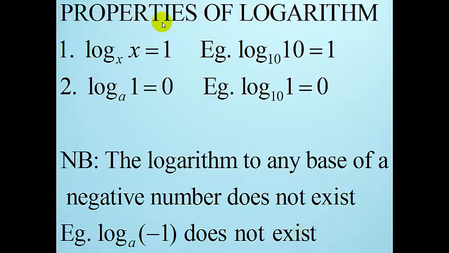Now let's look at the properties of logarithm. Log x to the base x equals 1. That is, log of a number to the same base equals 1. So if you have log 10 to the base 10, because the number 10 is equal to the base, the answer is 1. Take note. Then log 1 to any base equals 0. That is, log of 1 to any base is equal to 0. So log 1 to base 10 is equal to 0.